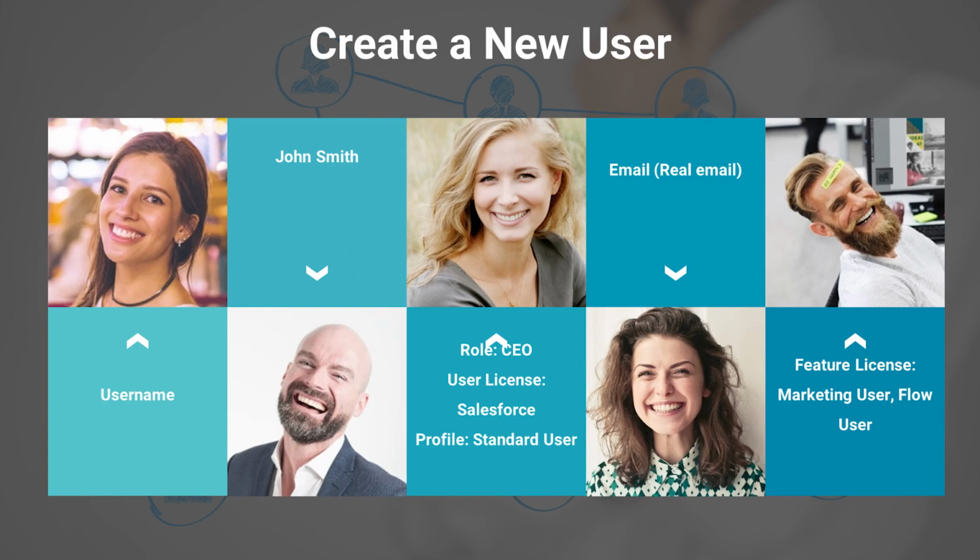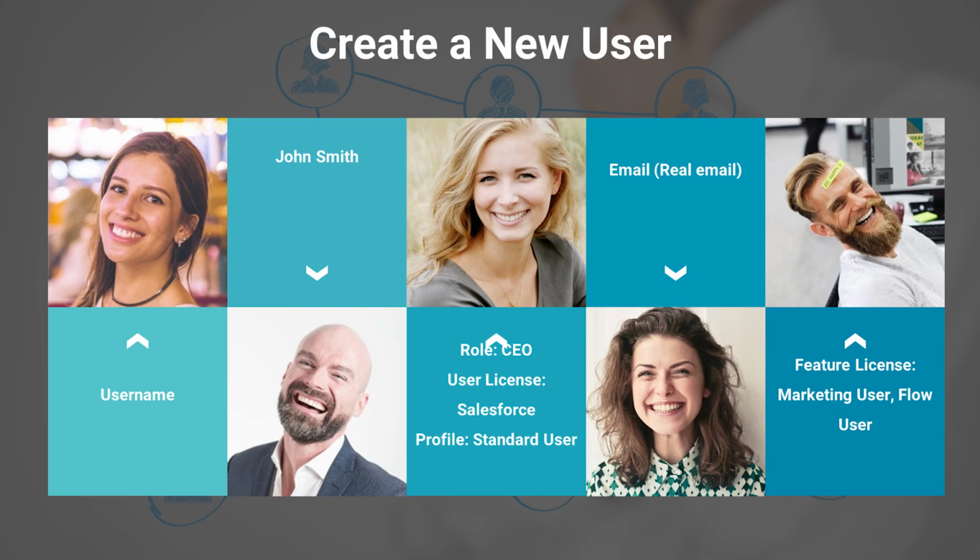For the first and last name, we'll use John Smith. The alias will auto-populate to J. Smith. For the email, use a functioning email address in order to receive notifications. For the username, choose a unique email formatted username of your choice. For the nickname, create any nickname. For the role, we'll go ahead and select CEO. For the user license, we'll select Salesforce. For the profile, we'll use standard user.